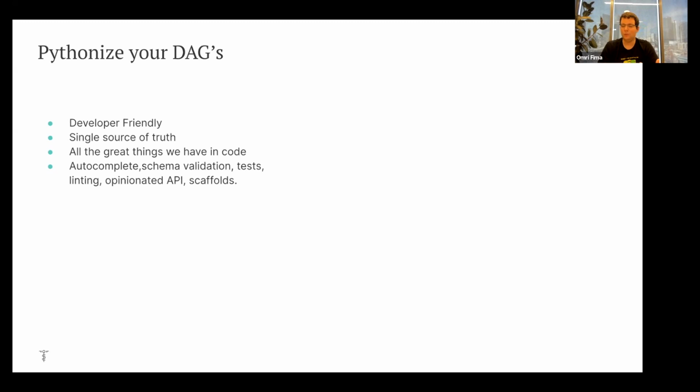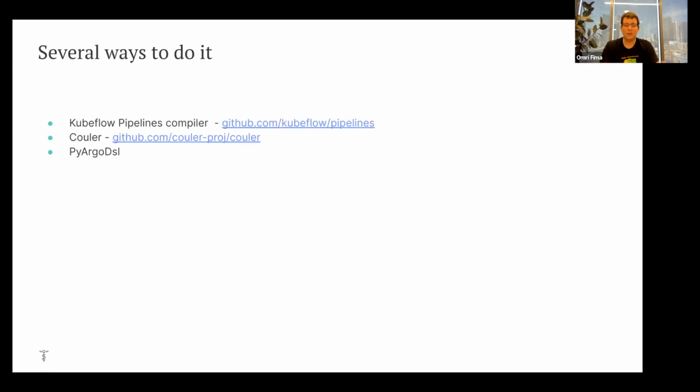The ability to create abstractions over the basic language of our pipelines, something that is very hard to do once we're talking in YAMLs, and very easy to do. It's basically what we do every day once we start to talk in code. There are several ways to do that. There's the Kubeflow pipeline compiler, there's Cooler, and there's PyArgo DSO. It allows you to do that.